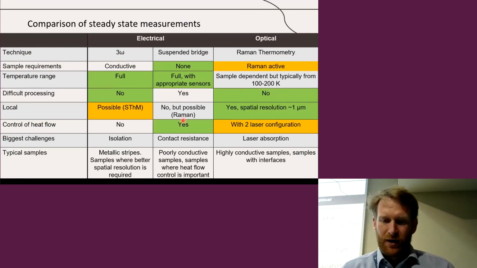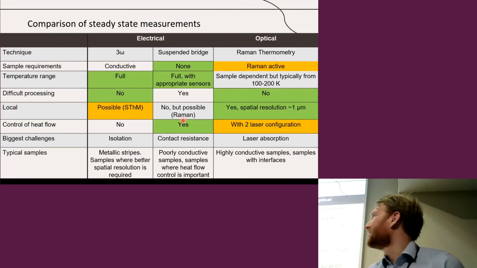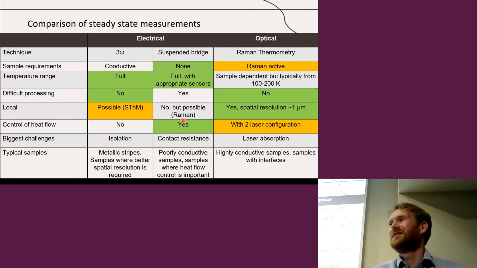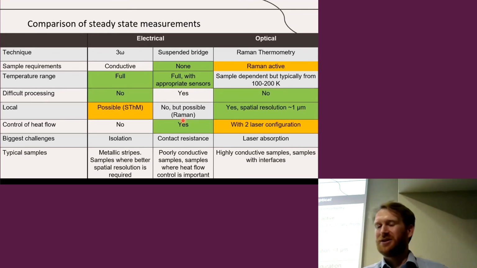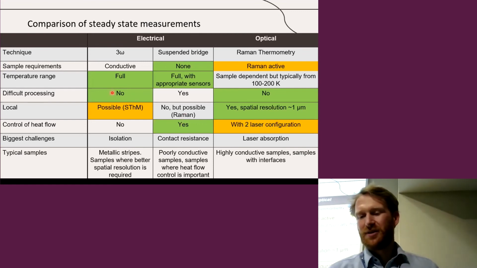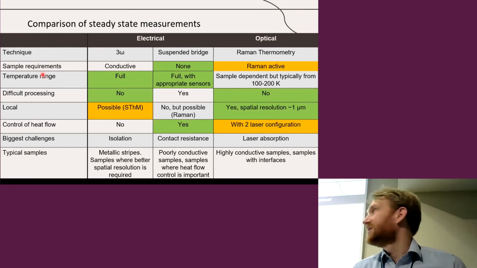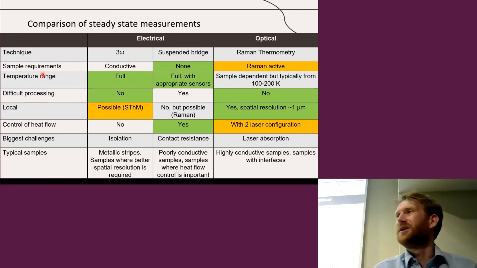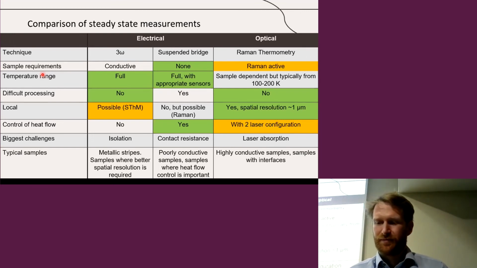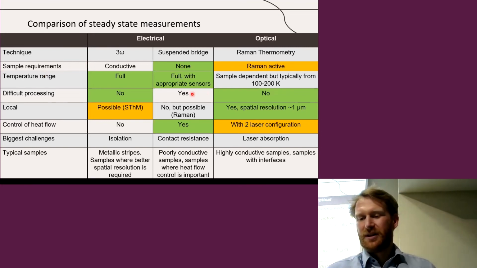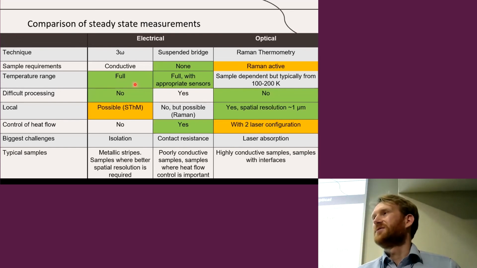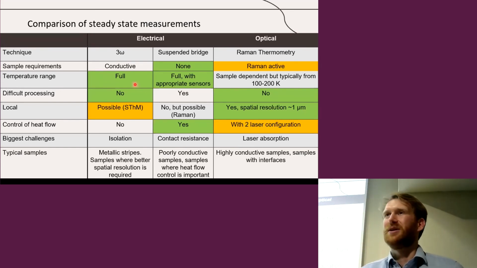Okay, so now I made a really big table to reiterate the comparison between all of these steady state measurements. We have the two electrical measurements now, the Triomeca and the suspended bridge, and the Raman thermometry. If we look at sample requirements, then the suspended bridge has the least stringent sample requirements. And if we look also at the temperature range, then the electronic systems definitely have the larger temperature range, simply because at lower temperatures, the Raman mode doesn't depend that much on temperature anymore.